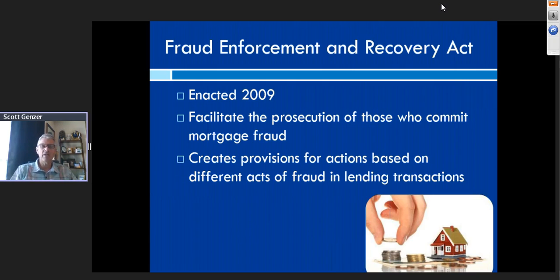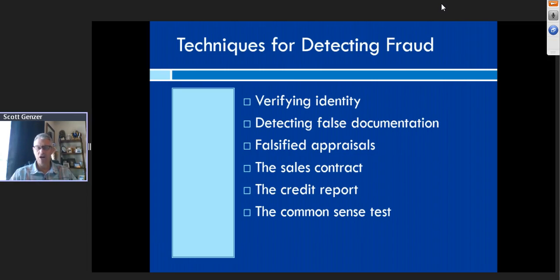So what techniques do we need to look at for identifying fraud? All right? We have to pay attention to a lot of things. So review this. I'm not going to read all the bullet points here. We've got some other things I want to cover. But read through the verification of identity, read through what we look to detect false documentation, falsified appraisals, the sales contract, credit report, and finally, common sense, baby.